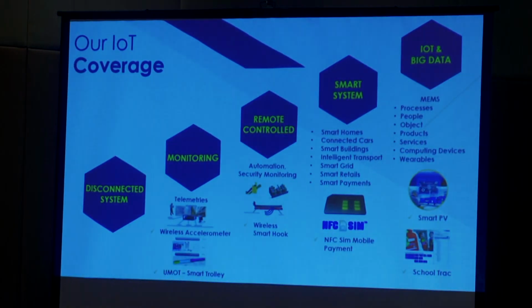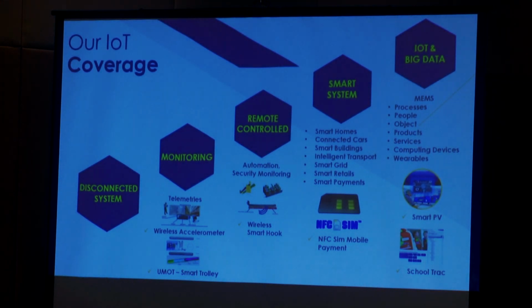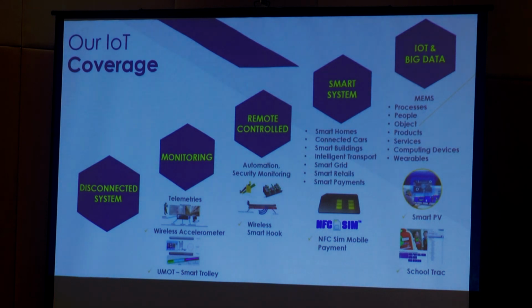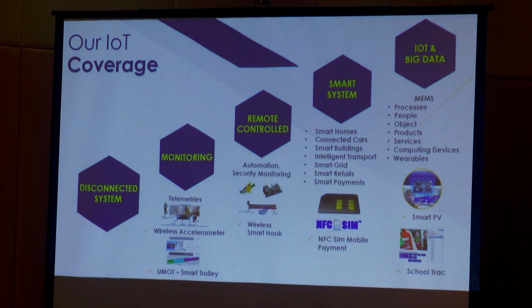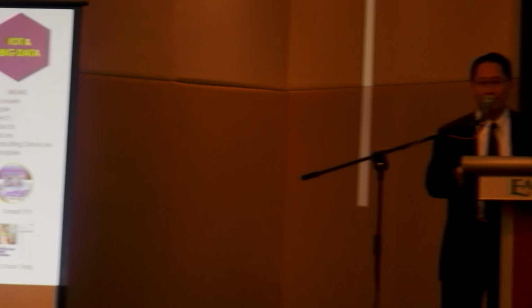Now move to the next thing. IoT coverage: we do from disconnected system to monitoring to remote control to smart system, IoT, big data, AI, and robotics. So those are the coverage. Today we have combined employees of 40 people. We have covered this whole area. How do we do that? I will elaborate later. We have 500 salesmen for us in Australia. But I do not pay a single cent to them. How do we achieve that?